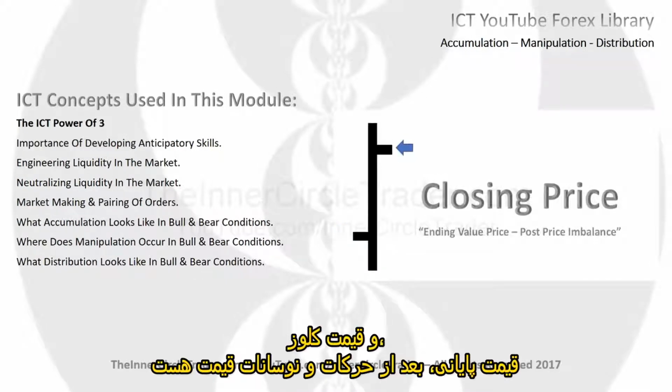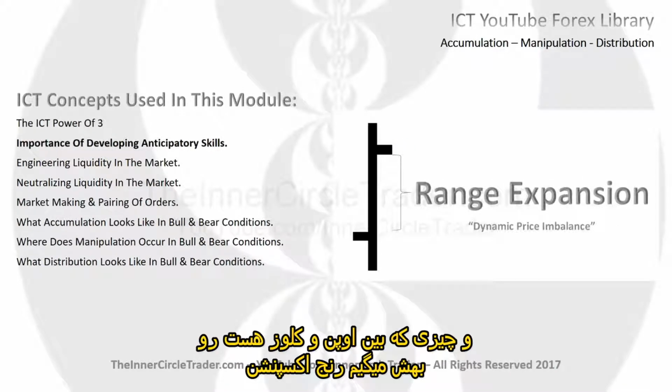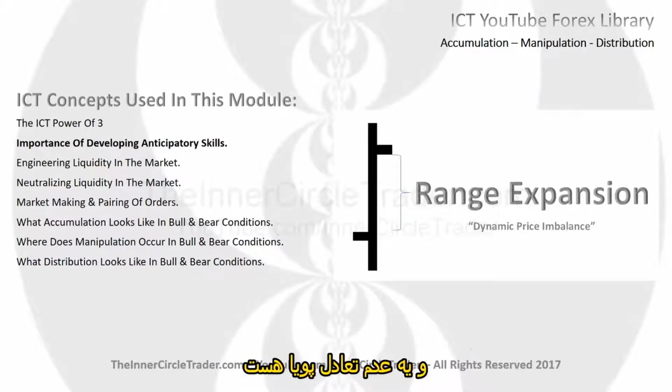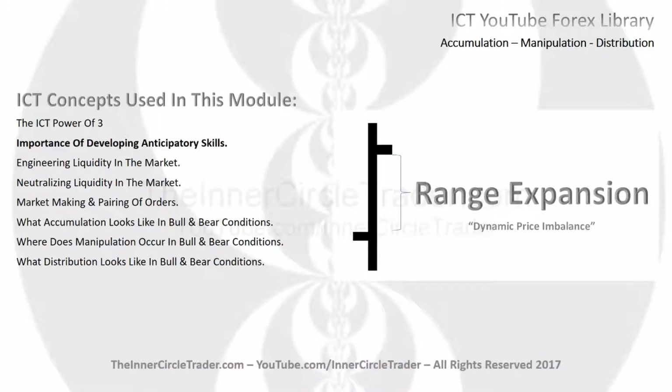The closing price is the ending value price post-price imbalance. The portion that makes up the range between the open and close is referred to as range expansion, and this is a dynamic price imbalance. Now this can be a bullish or bearish imbalance relative to the open, but for example's sake, our first one is going to be referring to a bullish up close.